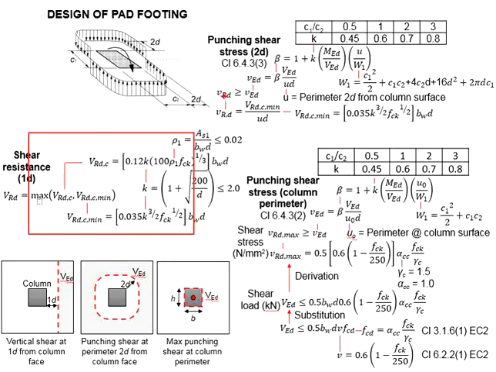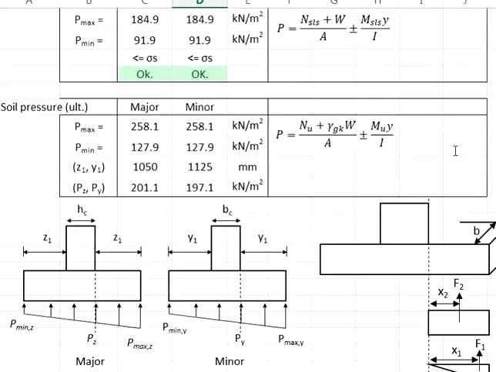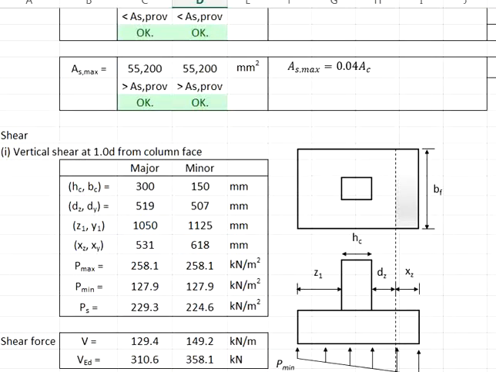There are 3 shear resistances that we need to deal with. Let us first deal with the shear resistance located at the shear plane, placed at 1D from the column face. Since we have moment acting both in the major and the minor axis, that means we need to check the shear resistance at the shear plane both in the major axis and the minor axis. To do so, we will need to first determine the locations of the shear plane.